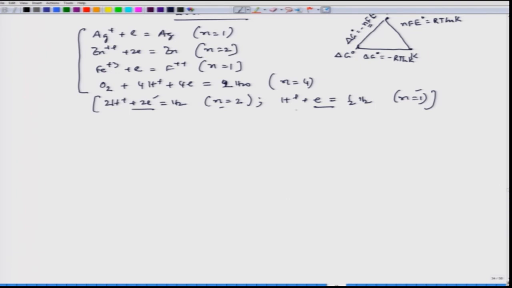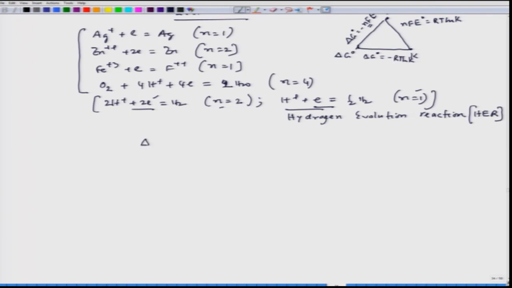And this reaction is also called hydrogen evolution reaction, or it is shortly called HER, H-E-R, which is hydrogen evolution reaction. So, this is a very, very important reaction in electrochemistry.